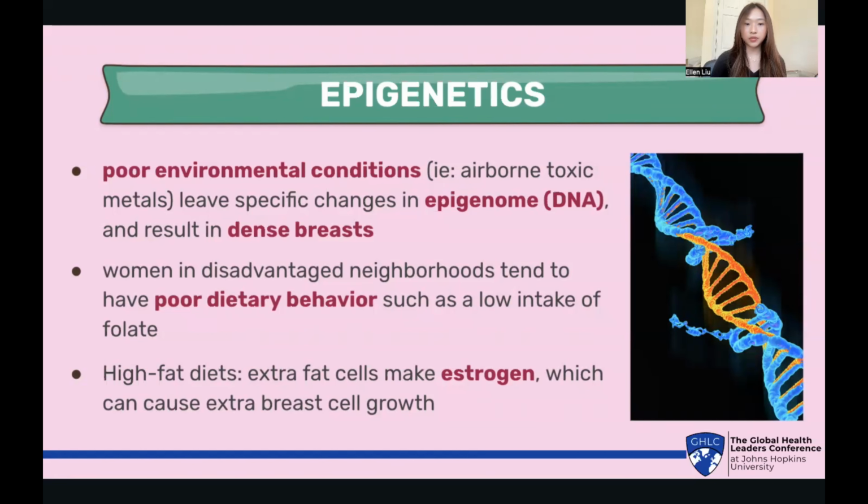Also, women in disadvantaged neighborhoods tend to have poor dietary behaviors, such as a low intake of folate and high-fat diets, and these extra fat cells can make estrogen, which can cause extra breast cell growth and only increase the risk of breast cancer.